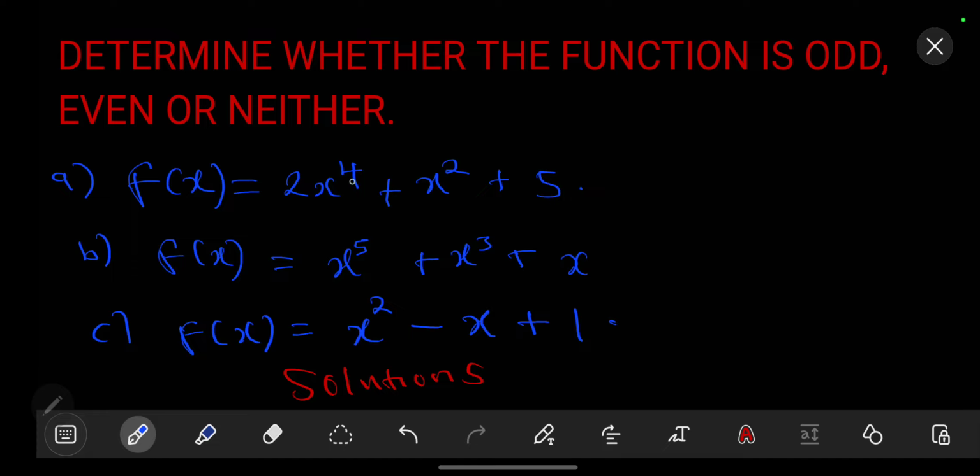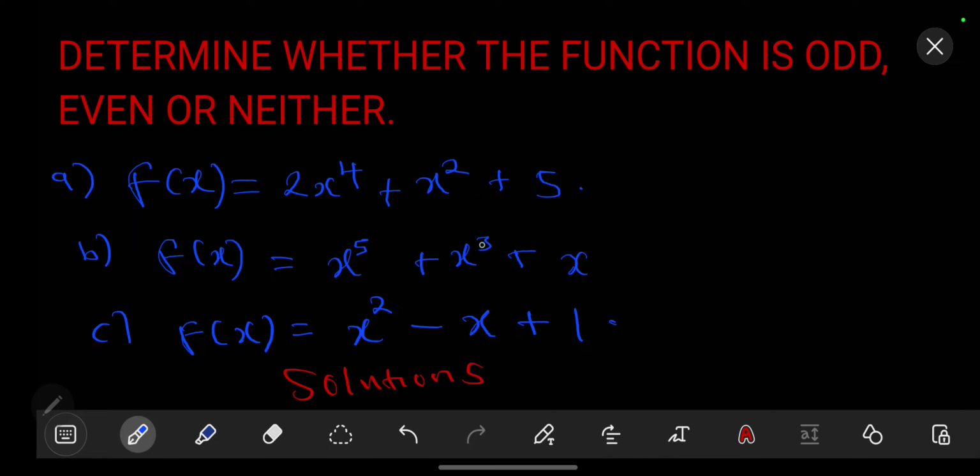If you look at question 1, we have power 4, we have power 2. So 2 and 4 are even numbers because even numbers are divisible by 2. If they are both even numbers, it indicates that the function is even. Let's look at this one.